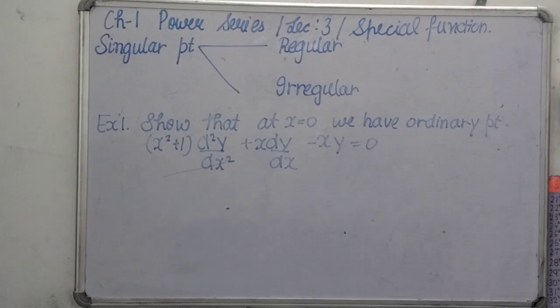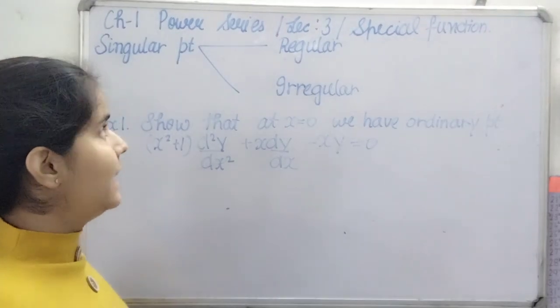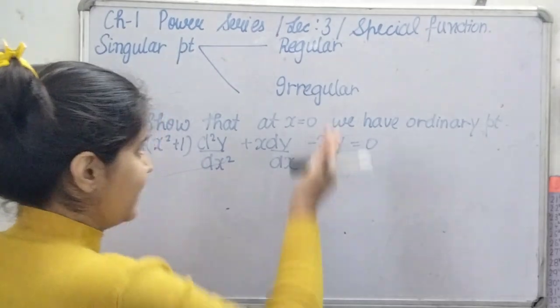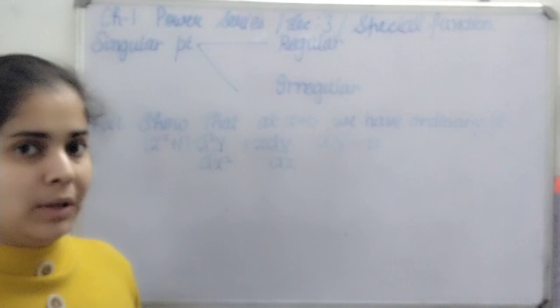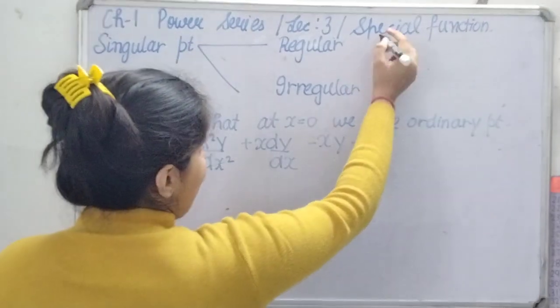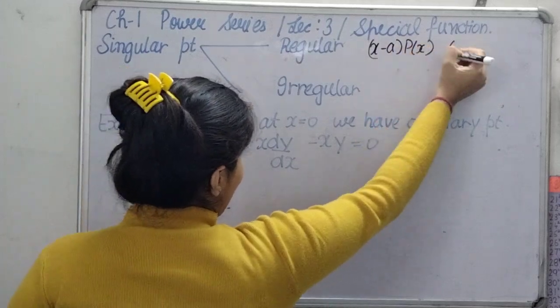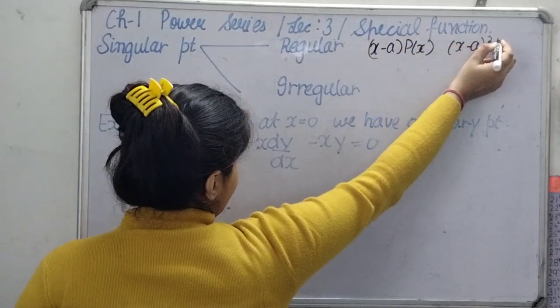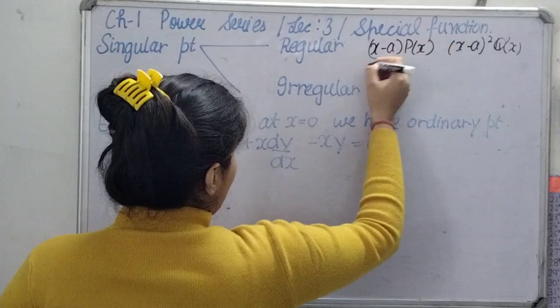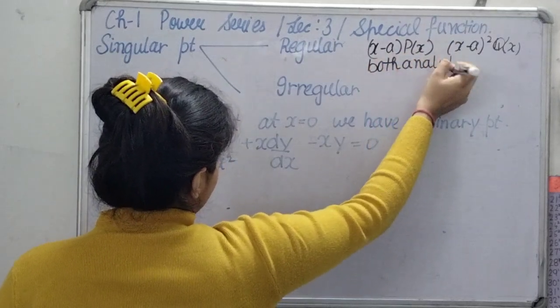Now if the point is not ordinary, then it is a singular point. If the point is not ordinary, it will be called a singular point. And there are two types of singular point, that is regular singular and irregular singular. So for regular singular, x minus a into px and x minus a square into qx both should be analytic at x is equal to a.